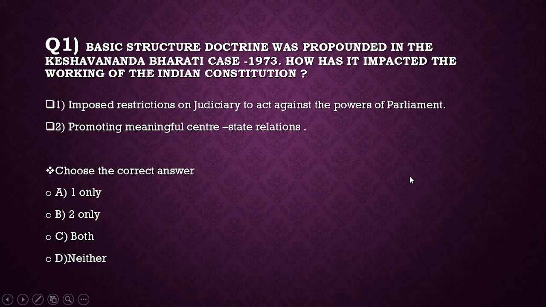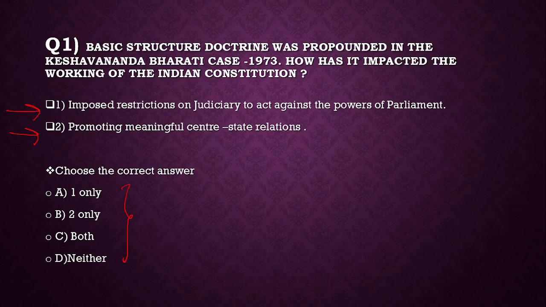Question number 1. The basic structure doctrine was propounded in the Keshavananda Bharati case 1973. How has it impacted working of the Indian Constitution? Statement 1. Impose restriction on judiciary to act against the powers of Parliament. Statement 2. Promoting meaningful center-state relations. These are the options.